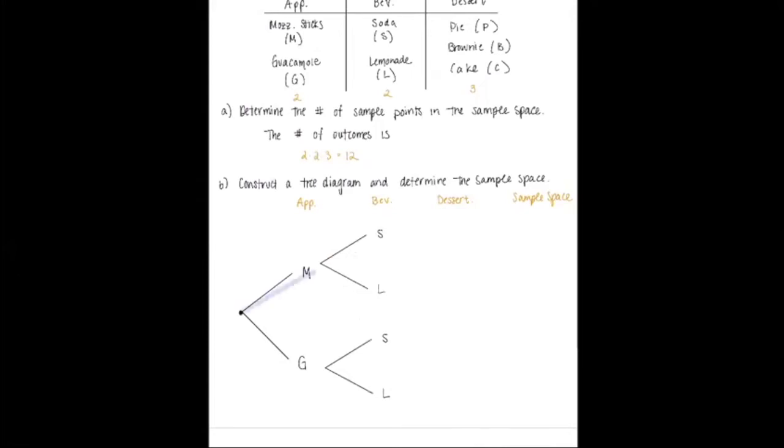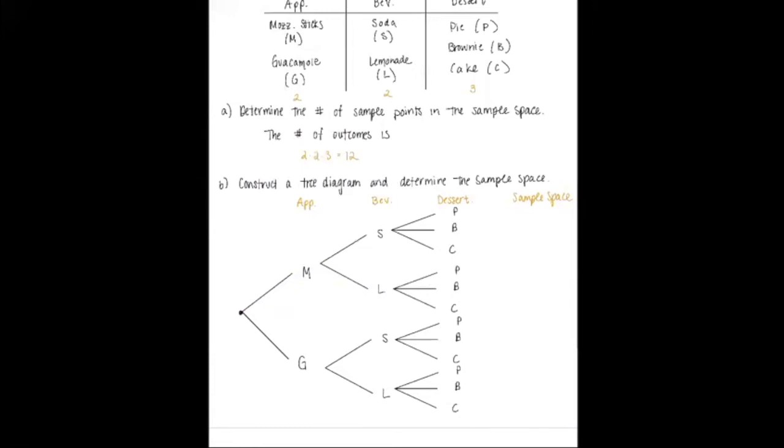And then suppose I pick mozzarella sticks, I pick soda. Now I've got to pick my dessert. I have 3 options for each of these. If I pick mozzarella and lemonade, 3 options for my dessert. So from each of these, we have 3 more branches of that pie, brownie, or cake. And so the same thing really just gets copy and pasted down. Because for every single one, I can pick pie, brownie, or cake.